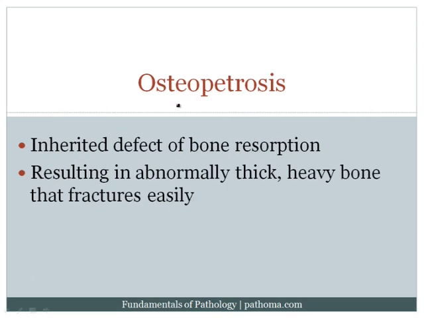Osteopetrosis is a disorder in which you have abnormally thick, heavy bone. Petrosis means rock-like. And this arises with an inherited defect of bone resorption. Now let's go back and remind ourselves that bone formation is a balance between the osteoblasts, which lay down bone, and the osteoclasts, which resorb bone. And this balance is constantly occurring throughout life, so that you're always laying down some bone and you're always resorbing bone. Now imagine if you had a defect in bone resorption so that you laid down bone, laid down bone, laid down bone, but you couldn't resorb it. If you can't resorb it, that's going to result in abnormally thick, heavy bone. Now the interesting thing is that despite this abnormally thick, heavy bone, it actually fractures easily.